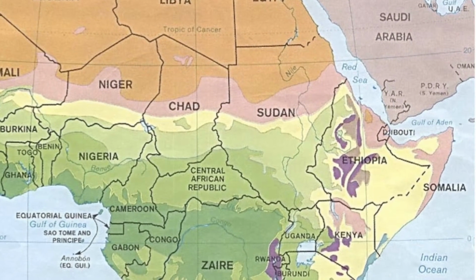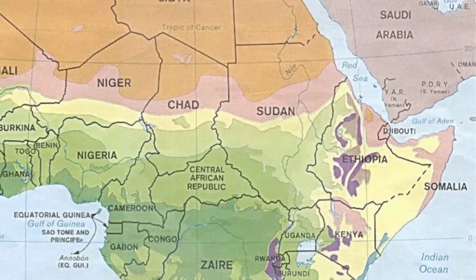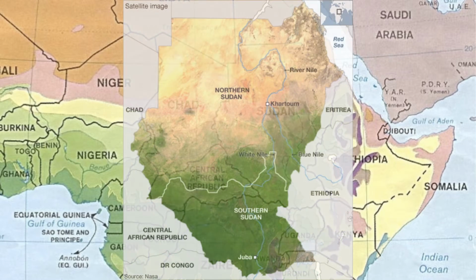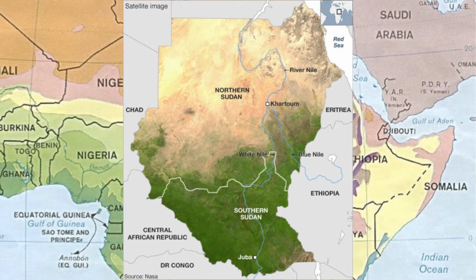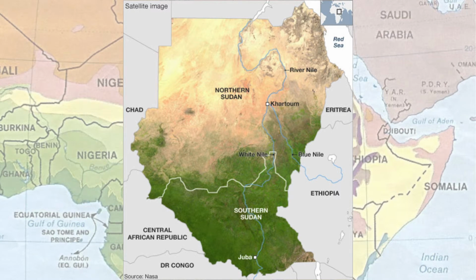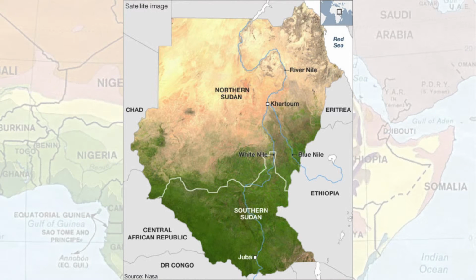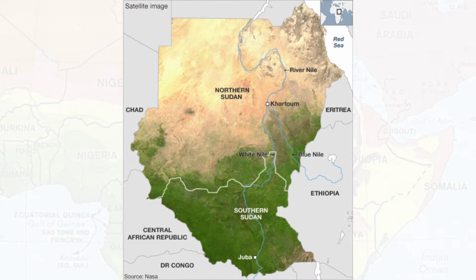Take, for example, Sudan, illustrated here, a country with a very wet south and a very dry north. And as we will see, it is not surprising that that country in recent years has broken up into a Sudan and a South Sudan, separate independent countries defined largely by their rainfall conditions.